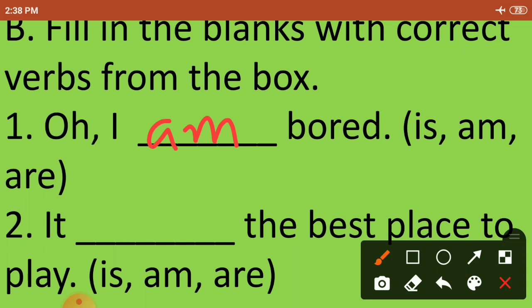It dash the best place to play. And the options given are is, am, are. It is the best place to play. It am the best place to play. Or it are the best place to play. Which is the most suitable answer, children? Is. Very good. It is the best place to play.